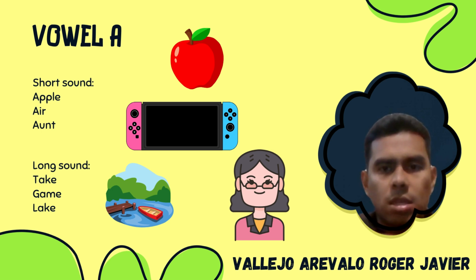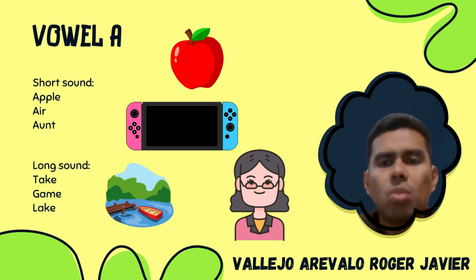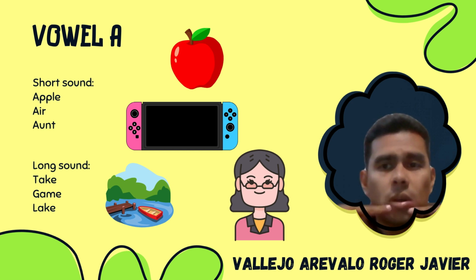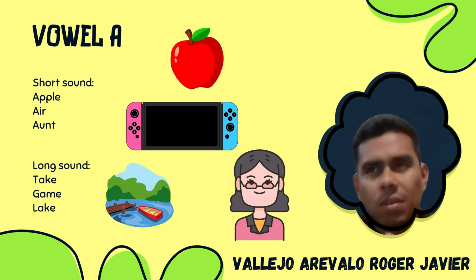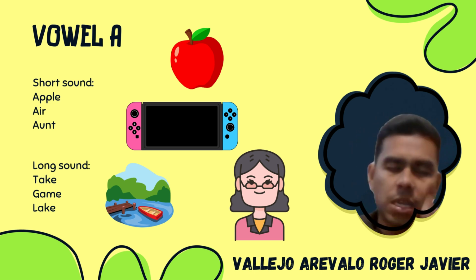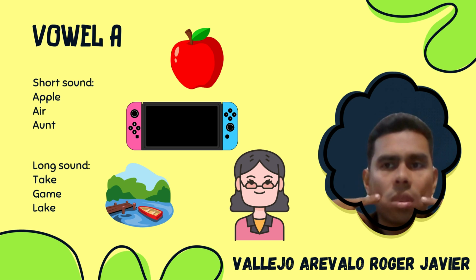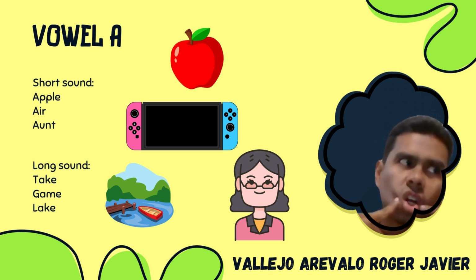In this case, the long A sound. The sound is more open and the jaw drops. It's closer to the name of the letter A itself. For example, cake, name, plane, game. To make the long A sound, open your mouth wide and relax your tongue.